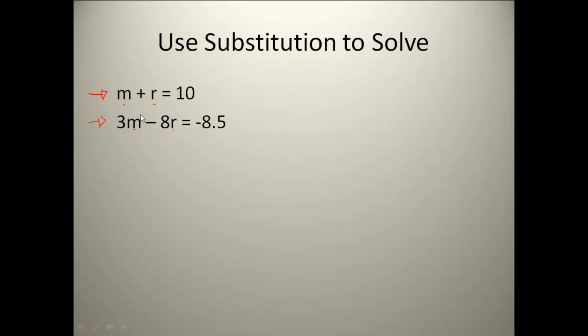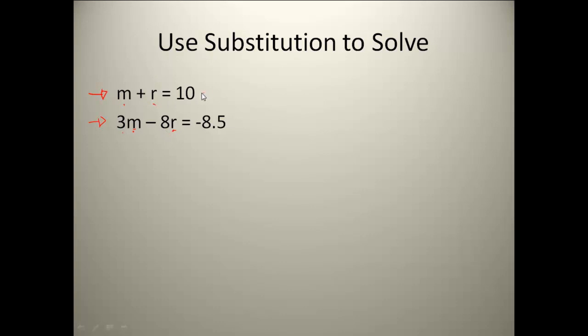If I look at my second one, if I want to solve it for m, I have to get rid of the 8r, but then I also have to get rid of the 3. A little bit harder to do. It's still doable and it will still work, but it just takes a little more time. If I want to solve this one for r, I would have to get rid of the 3m, and then I'd also have to get rid of the negative 8. So again, it takes a little bit more work.